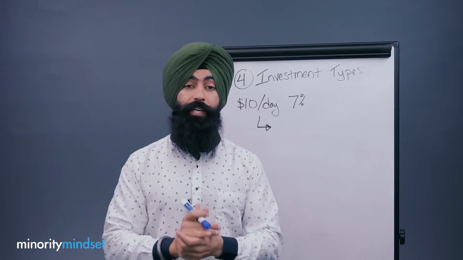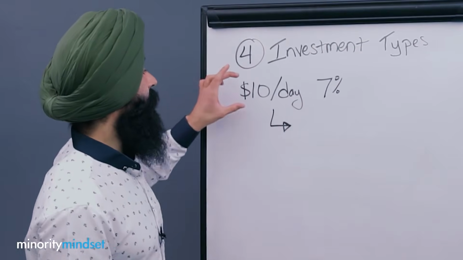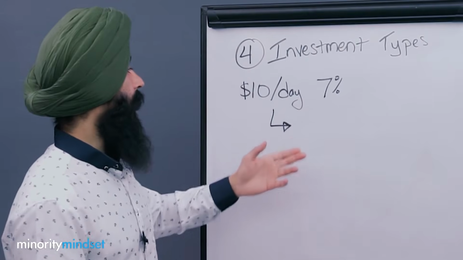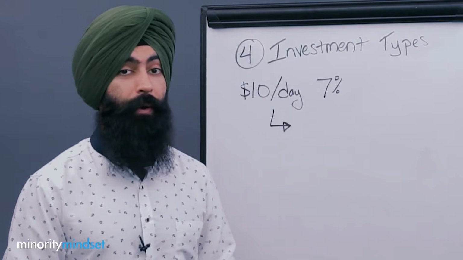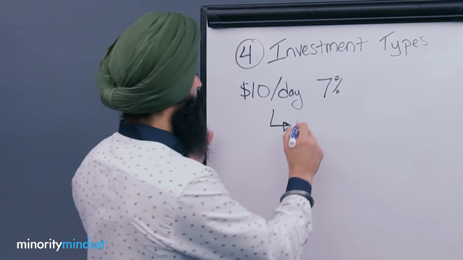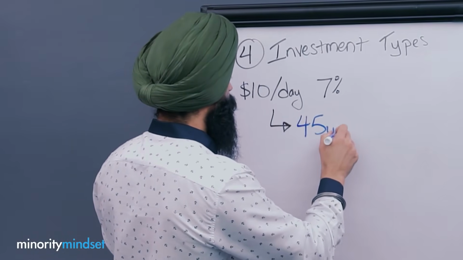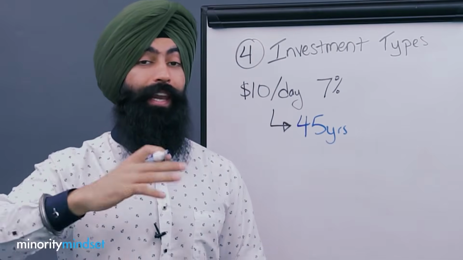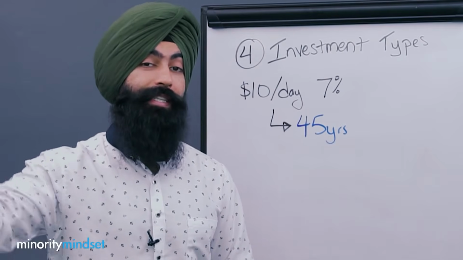Sticking with the lower end of the equation, let's say you invest $10 a day or $300 a month, and you can get a 7% return on your money, and let's say you do this for 45 years. So you start doing this when you are 21 years old, and you continue to do this until you retire at 66.